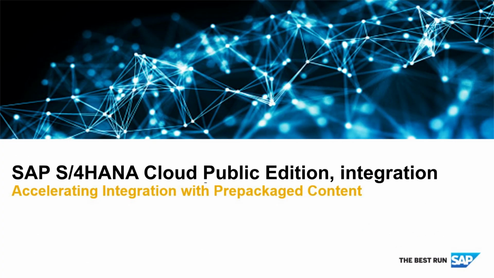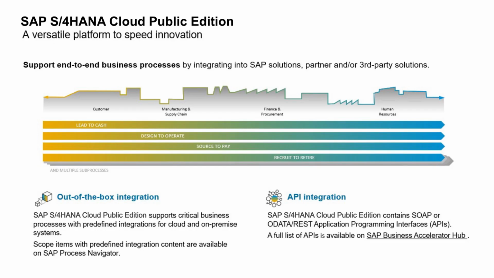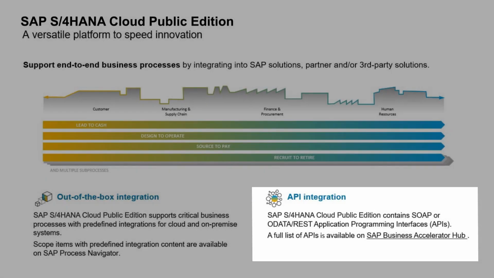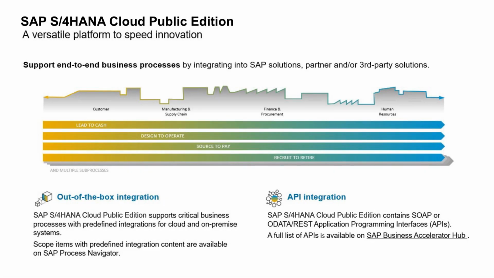Let's start by setting the stage and discussing integration capabilities within your SAP S4HANA Cloud solution and the SAP BTP Integration Suite. There are two primary integration patterns that are used with SAP S4HANA Cloud: prepackaged or out-of-the-box integrations and custom integrations. Prepackaged integrations provided by SAP and its partners allow seamless connections between SAP to SAP and SAP to non-SAP systems, streamlining and accelerating your implementation process.